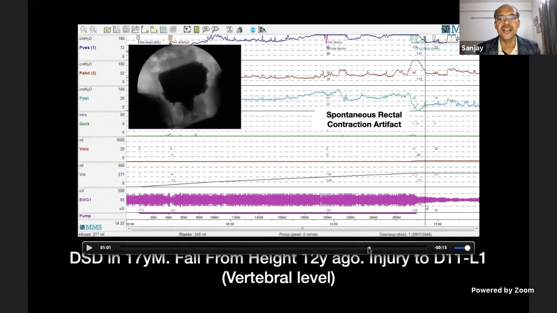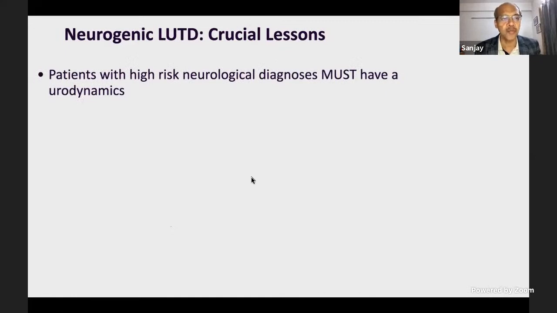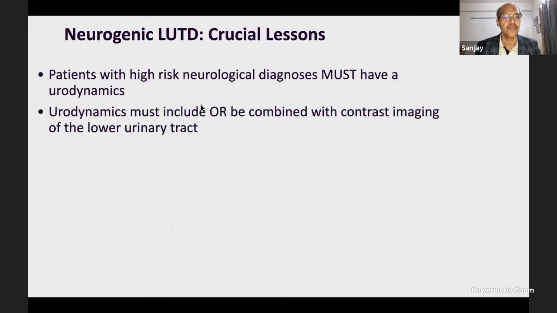So this patient is clearly unsafe. And if this patient is allowed to void for any length of time, it is almost mathematical that this patient would end up with damage to the upper tracts. So some crucial lessons for the neurogenic subgroup: patients with high risk diagnosis must have urodynamics. And what are the high risk diagnoses? Spina bifida, spinal cord injury, anorectal malformation. And then any other neurogenic patient in whom the urodynamic findings or the clinical findings are high risk findings.